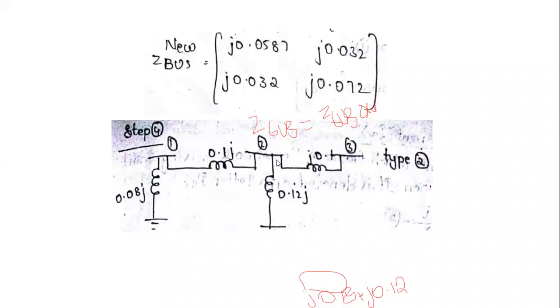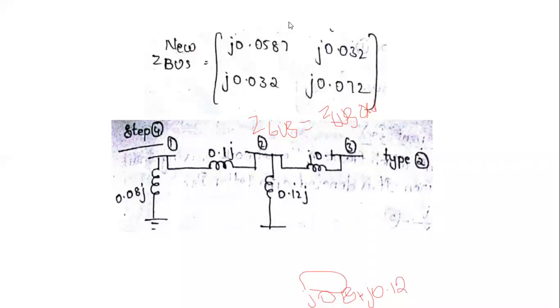Next, coming to the step 4. The element is added in between old bus to new bus. What is the old bus? That is 2. And what is the new bus? That is 3. Therefore, if the element is added in between old bus to new bus, then it is considered as the type 2 modification. Understand?